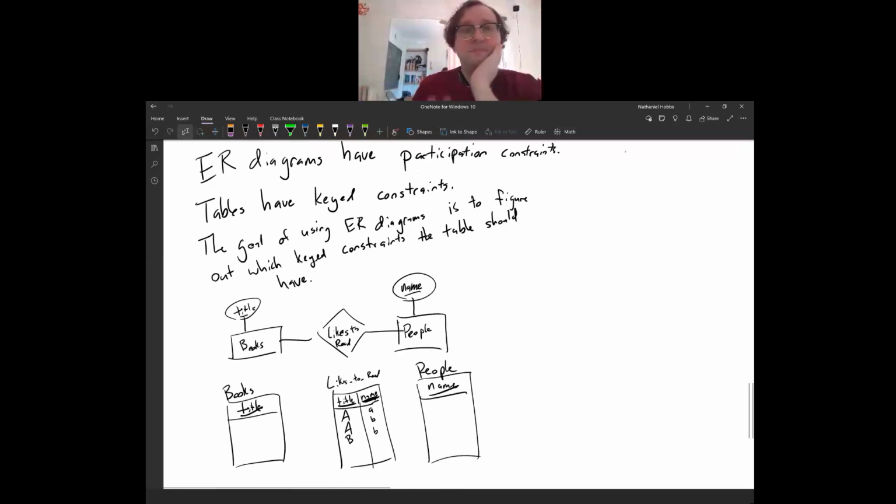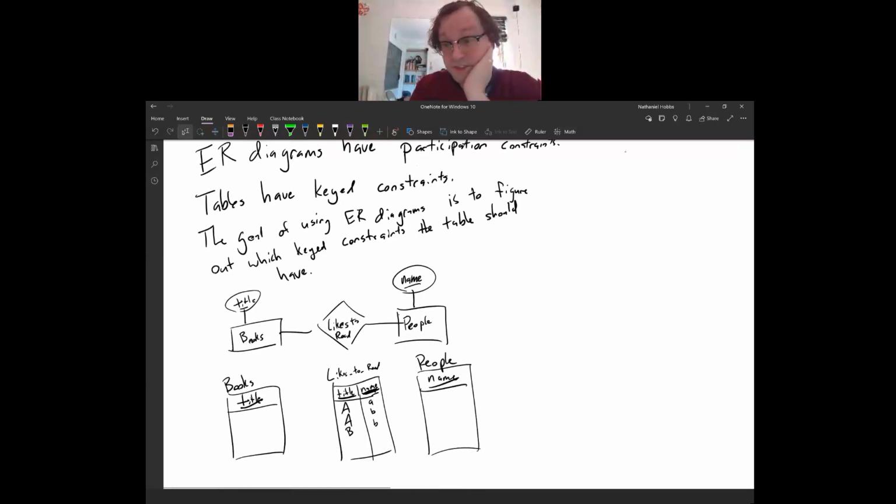Okay, so ER diagrams have participation constraints. Tables or relations have key constraints. The goal of ER diagrams is a way to help figure out which keyed constraints are going to be useful for whatever.